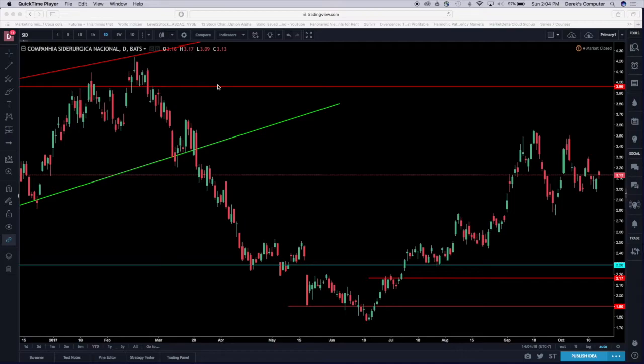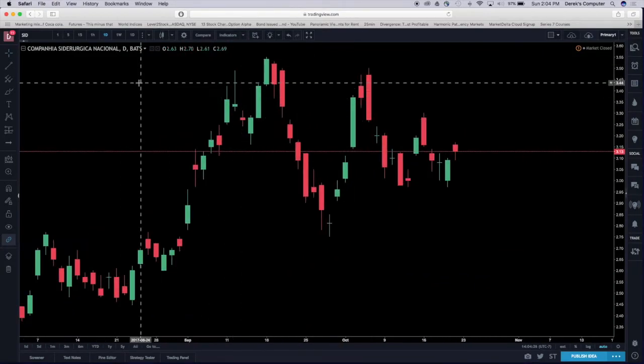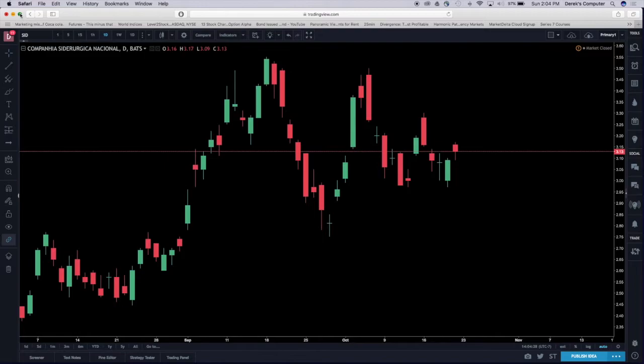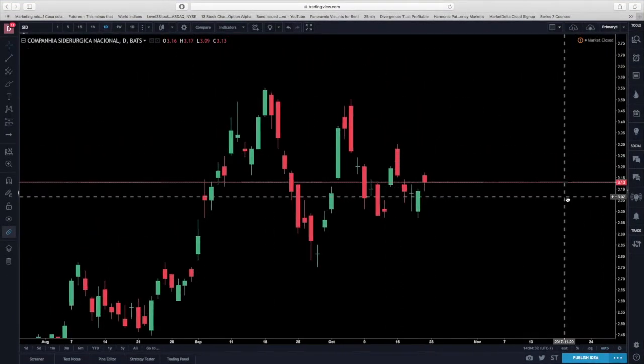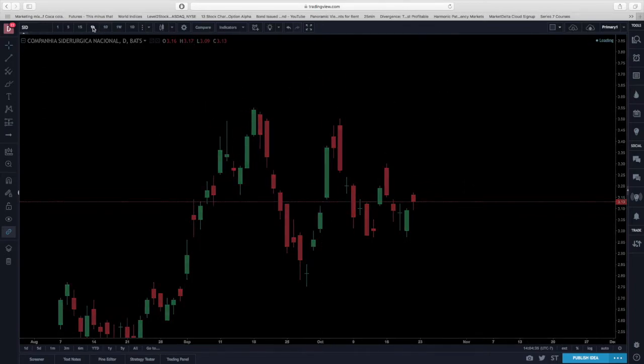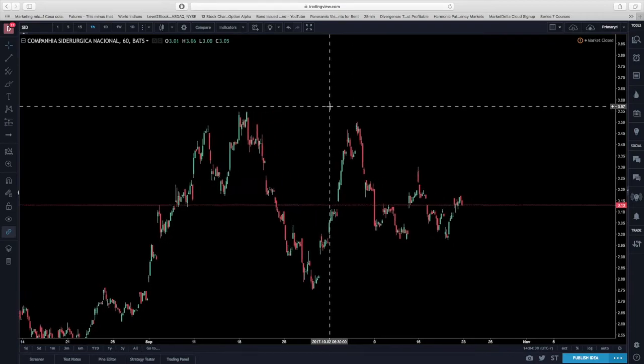All right, everybody. So we are looking at SID currently. I want to break down what is going on in SID. As you guys know, I usually trade on the day chart, but for this stock and for this trade, I'm actually going to move down here to the hourly, just because you're going to be able to see it a little bit better, and we can see what is going on.